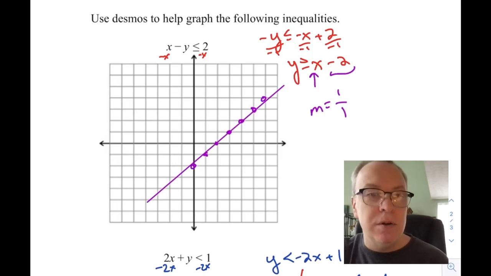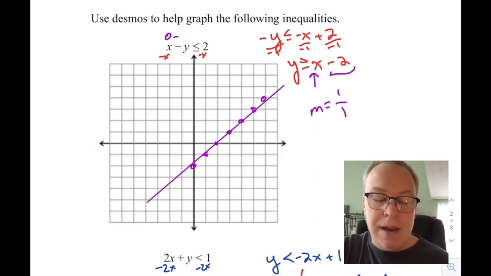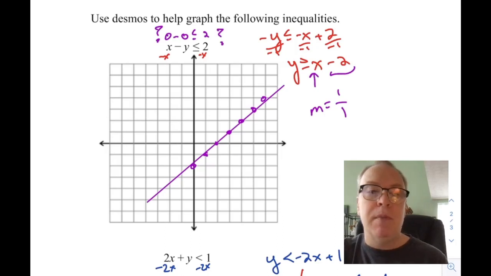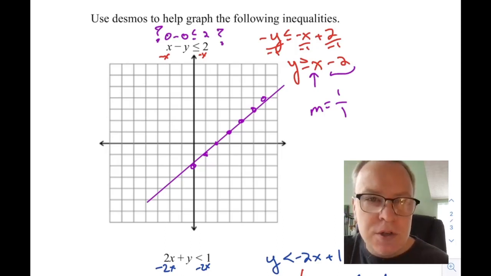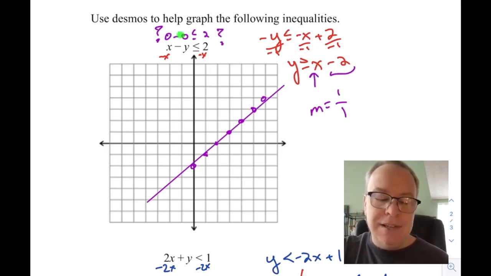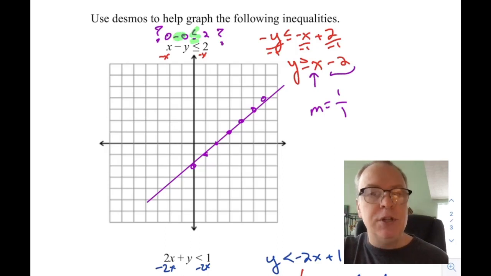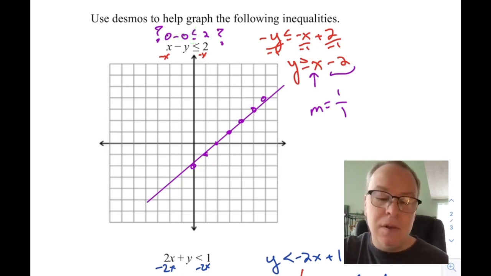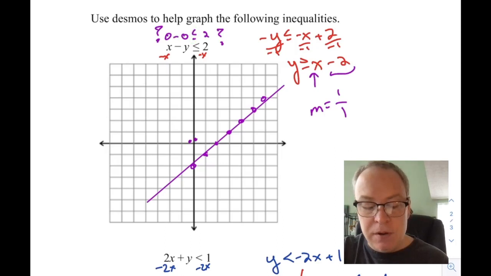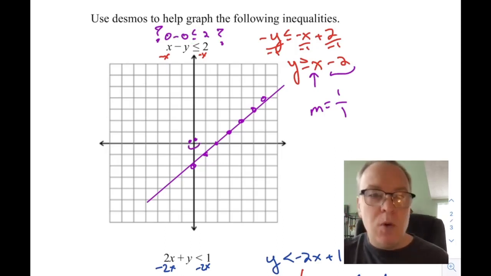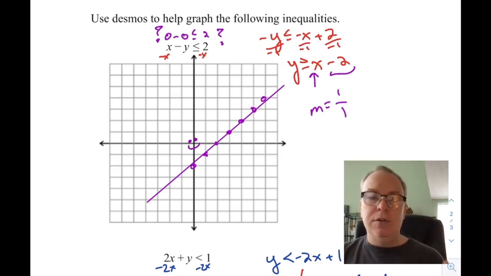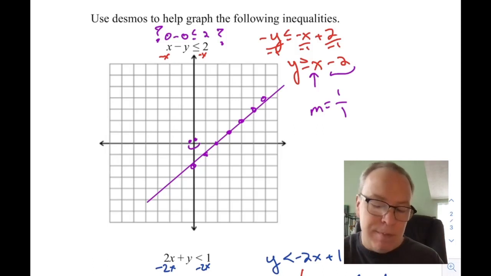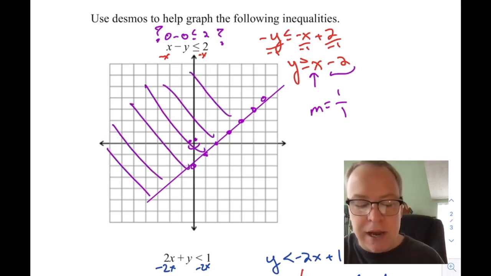Now let's run the 0, 0 test. I'm going to come over here. 0 minus 0. Again, big fat test, so I'm putting the question mark. Is 0 smaller than 2? Read that. Is 0 less than or equal to 2? Why, yes, it is. So once again, 0, 0 worked. So that's where the party's going on, is wherever 0, 0 is. In this case, it happens to be above. So I'm going to shade above.